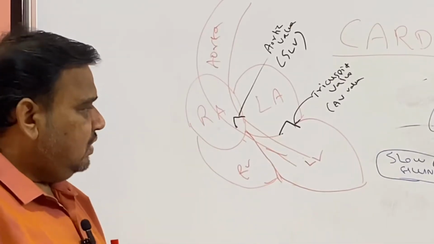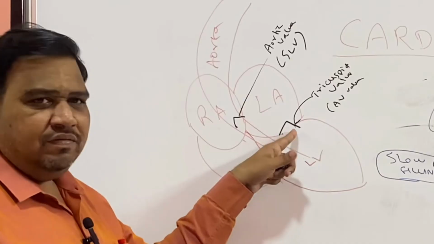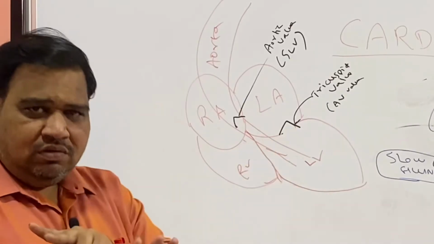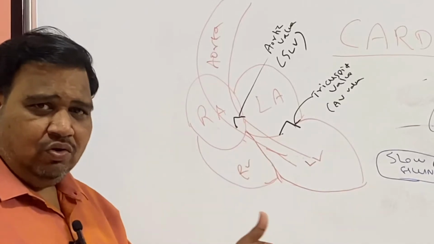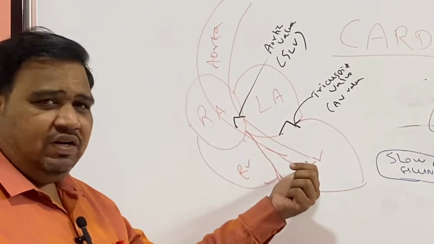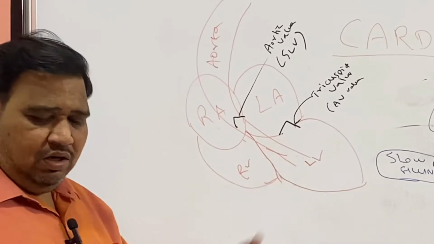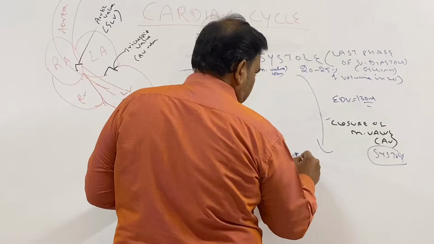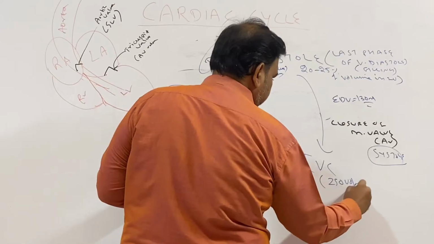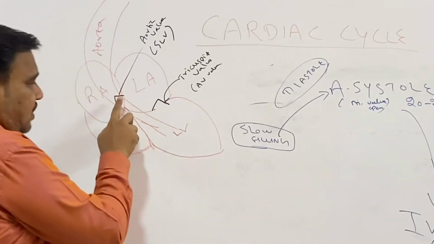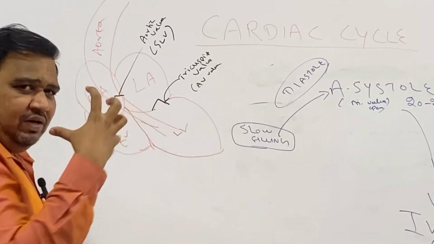Now listen. So what is the status of the AV valve? Closed. What is the status of the aortic valve, that is the semilunar valve? Closed. What is the ventricle doing? Contracting. Are you able to understand? So this phase is called isovolumetric contraction phase. Iso means same. The volume remains same because, listen here, both valves are closed, but the ventricle is contracting.